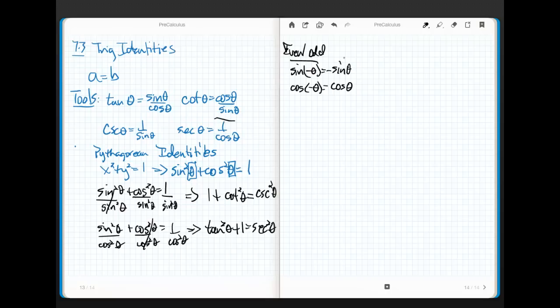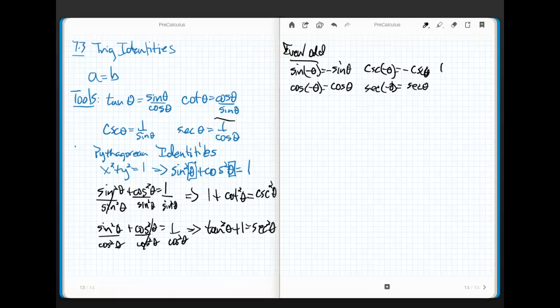I know that cosecant of negative theta, because cosecant comes from sine, remember, cosecant is just 1 over sine, and sine's odd, is negative cosecant of theta. And then secant of negative theta equals secant of theta for the same reason, only this time it comes from cosine.